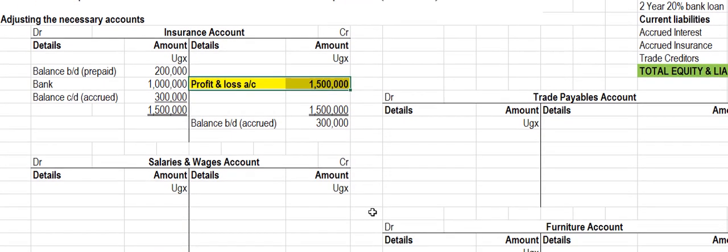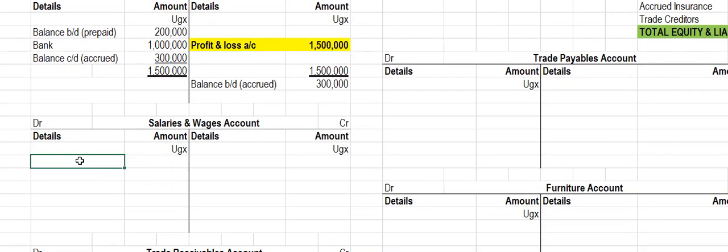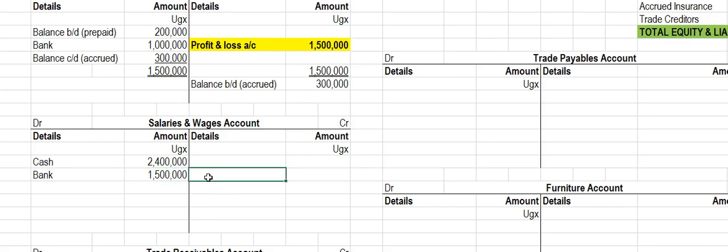Then salaries and wages, I think you will do the same, because there was cash that was paid, cash salaries and wages paid, that was 2.4 as per the information. Then you also have salaries and wages paid through the bank, that is 1.5. So when you add these two, of course you come up with the amount that you will take to the statement of profit and loss.